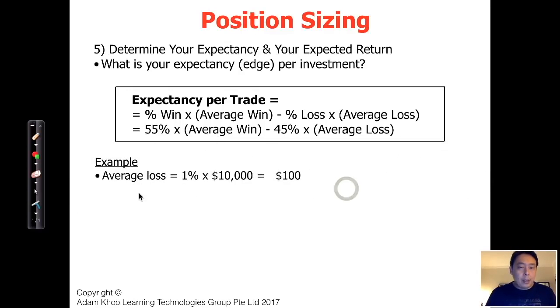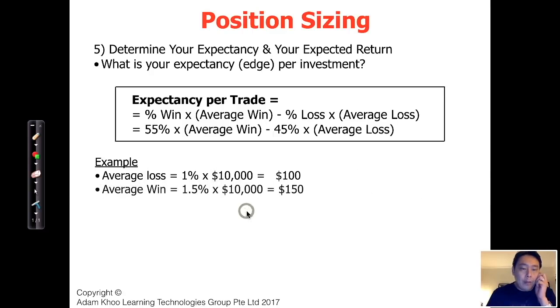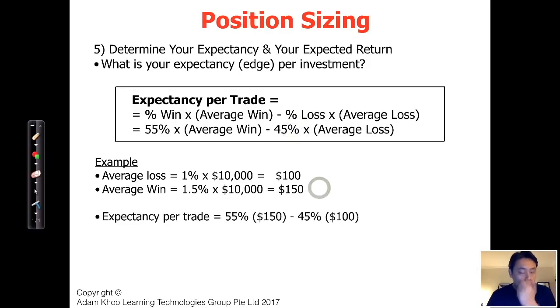So let's take an example. Let's imagine you risk 1% per trade. So your average loss would be $100, right? 1% times 10 grand. And your average win would be 1.5%, right? Because you're risking 1 to make 1.5 in Forex, remember that? So your average win would be $150. If you plug in the figures, what do you get? Your expectancy per trade will be 55% times 150, which is your average win, minus 45% multiplied by $100, your average loss. If you do the math, that's $82.50 minus 45, that's $37.50 per trade.